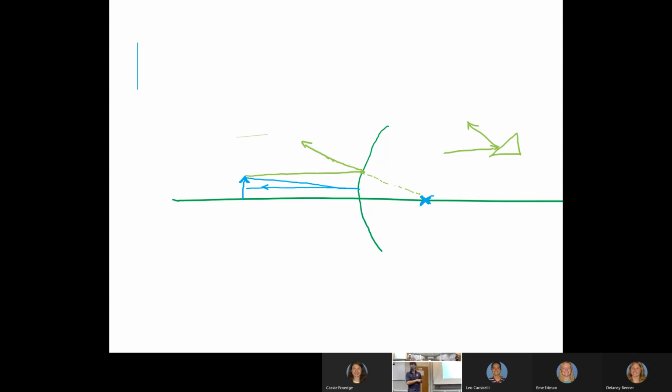There is a place where they would appear to cross. The actual light rays themselves do not. Right? The solid lines do not. But if you were to take the projection of those solid lines, and I put dashes in, you notice that they do appear to cross behind the mirror.